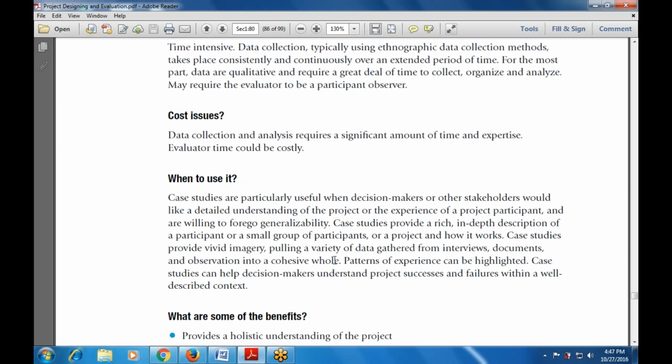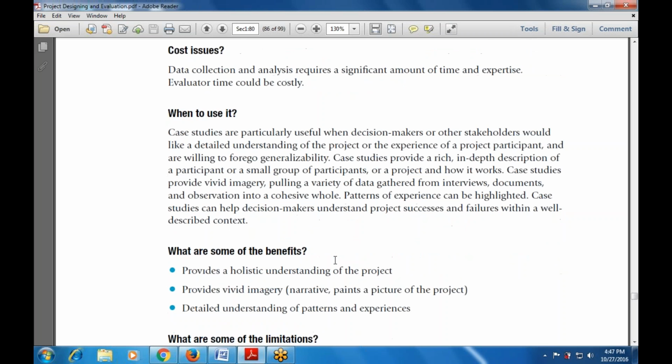Now, what are the various benefits of case studies? Why are we using the case study? What are the advantages? The first one is that it provides a holistic understanding of the project. Holistic means a deep understanding of the project, because we study the scenario again and again. That gives a deep understanding of what we are going to do, how we are going to do it, what the requirement is, and how beneficial it is.